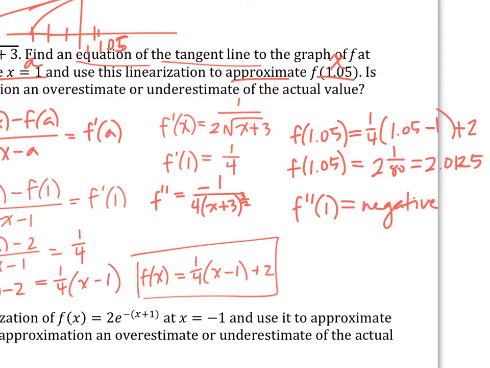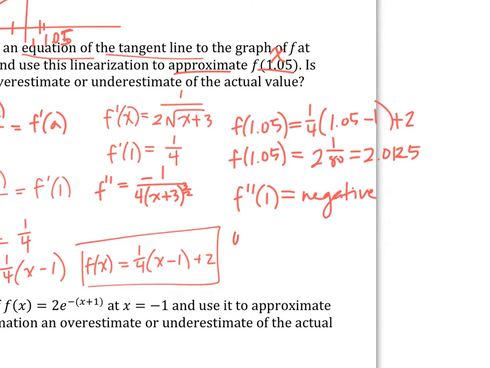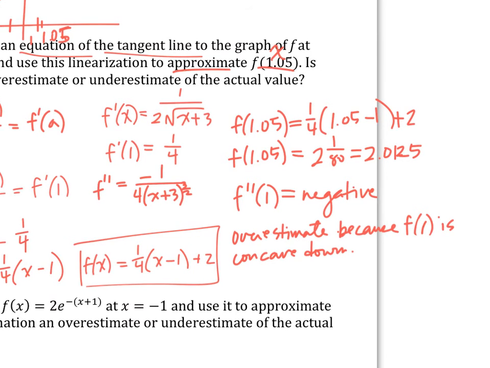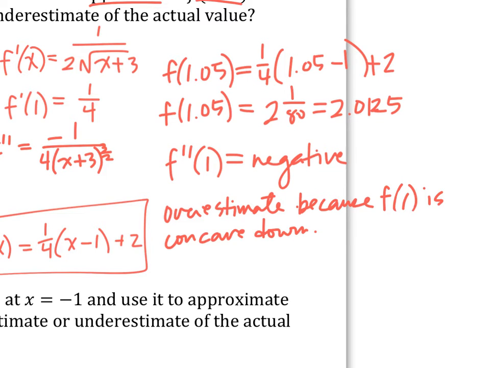So then in your justification of whether it's an overestimate or underestimate, you're going to say overestimate. Overestimate because what? Because it's concave down. The original graph is concave down. Let's give the original graph a name: f of x. f of x is concave down. Is it always concave down? We don't know. So f of 1 is concave down. Overestimate because f of 1 is concave down. So you're saying at that point it's concave down, so then your line must be above. That's kind of the inferred information.